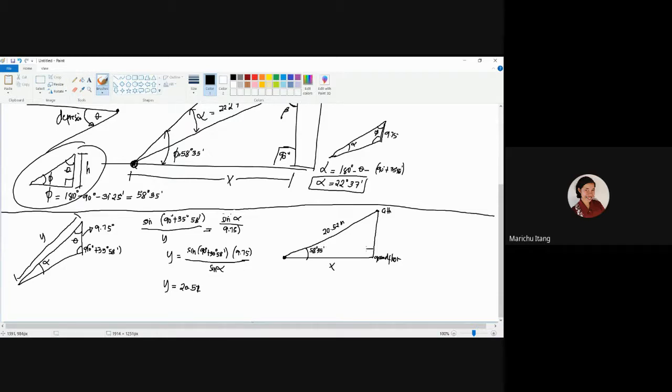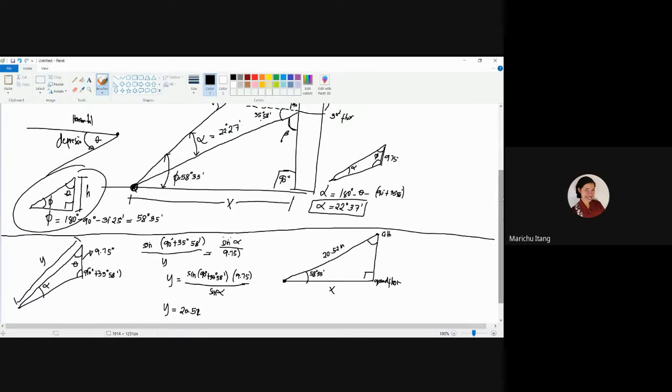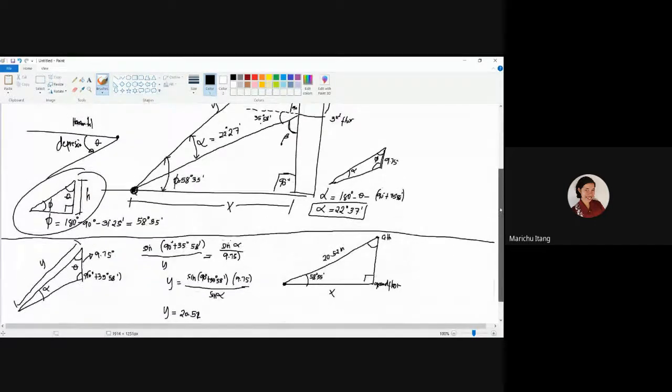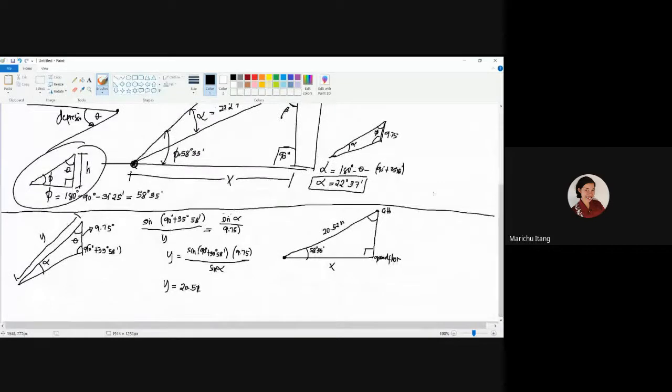And this is 90 degrees. And this theta here, let's go back to the illustration. Okay, that is theta. Theta is equal to 58 degrees 35 minutes. This is a special angle. So, solve for x. What is the value of x? Kindly solve, it's easy.